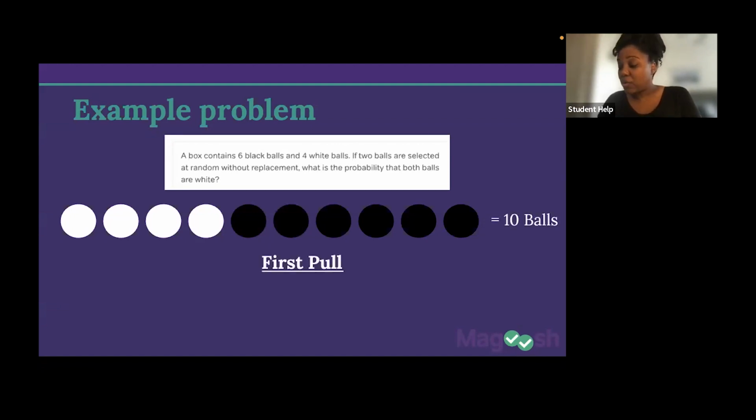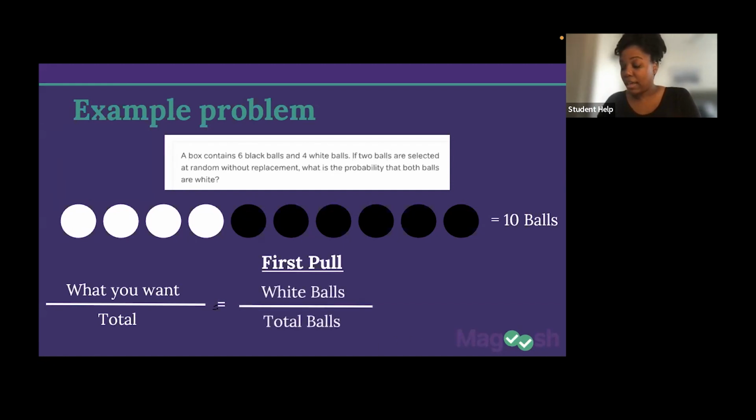So let's talk about our first pull, meaning our first selection. Remember, whenever you're looking at probability, it's always what you want over your total. So what do we want? We want white balls, right? So we want white balls divided by total balls. How many white balls do we have? 4. And how many total balls do we have? 10. So our fraction is 4/10.